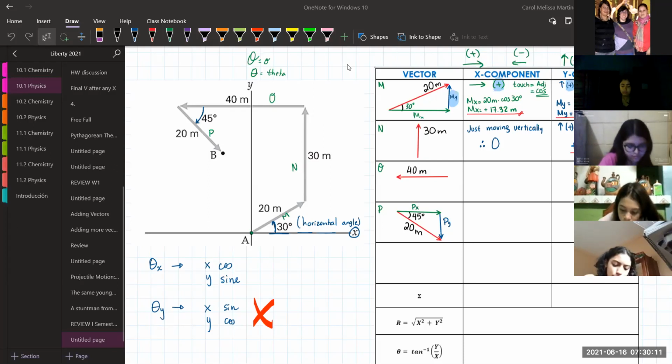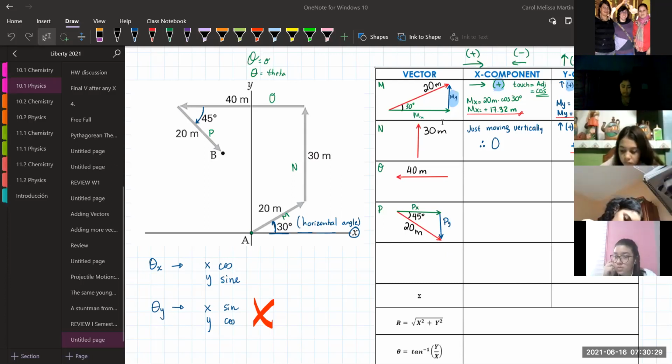As you can see, no procedure, but won't be necessary. Then we have the vector O. Vector O is not moving vertically, just moving horizontally. Because it's not moving vertically, this component is going to be 0. Remember, it is just moving horizontally. So we say that we could totally ignore this part.